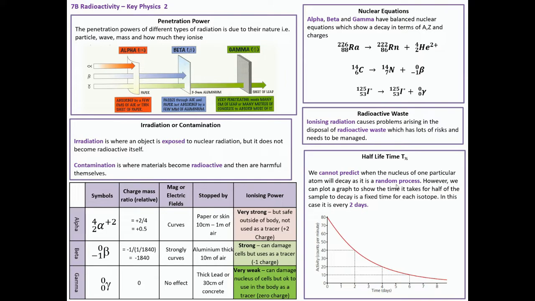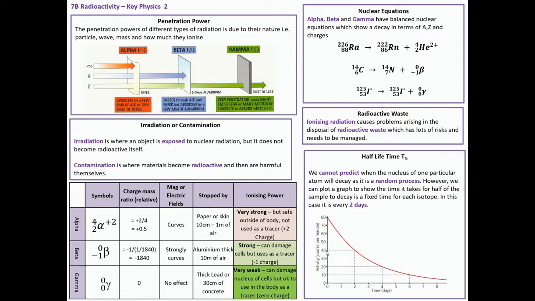Half-life time: we can't predict when the nucleus of one particular atom will decay. It's a random process. However, we can plot a graph to show the time it takes for half the sample to decay is a fixed time for each isotope. And in this case, it's every 2 days. So we start off with 80 counts. That's not the number of atoms. This is just activity. So 80 atoms or nuclei are decaying.